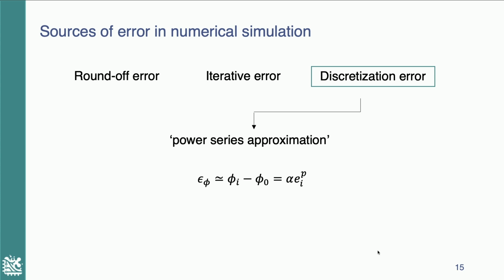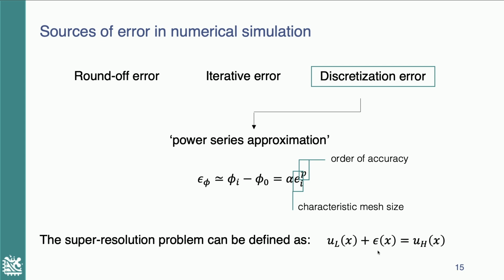And we can describe that mathematically using, for example, a power series approximation. So we know this is going to depend on the mesh size. It's going to depend on the order of accuracy. So with all this, the super resolution problem can be defined simply as some error added to the low resolution solution so you can recover that high resolution solution. This is what we wanted our model to be trained on and to learn to do, to calibrate that error that is between the low resolution and the high resolution.